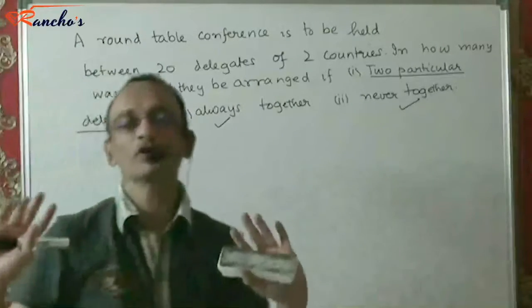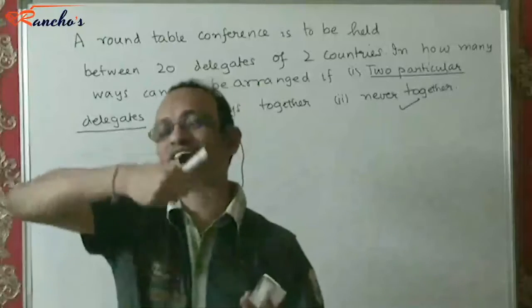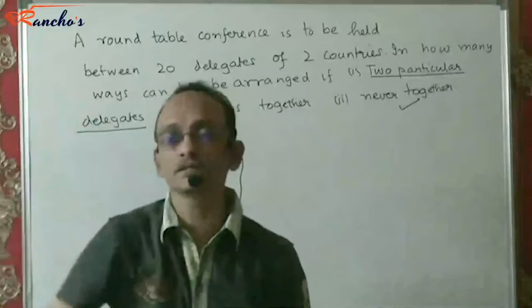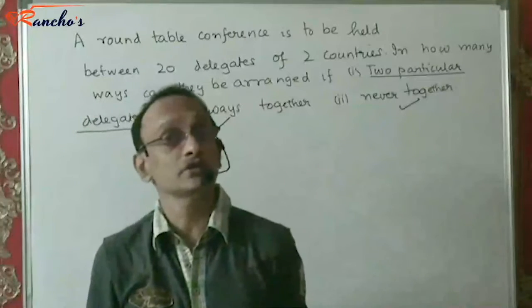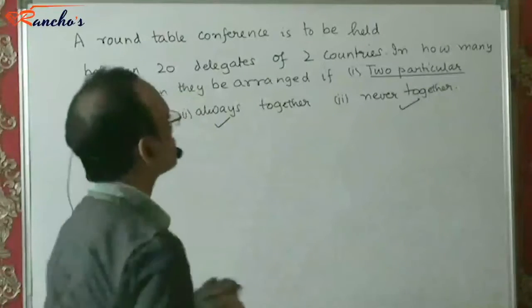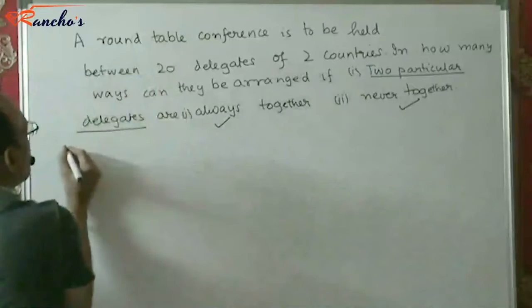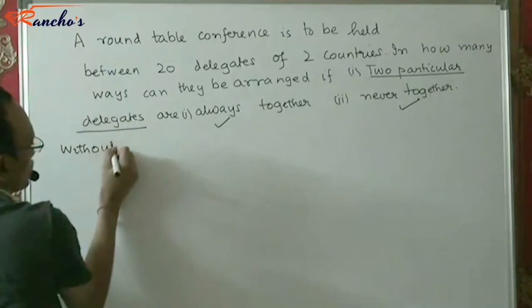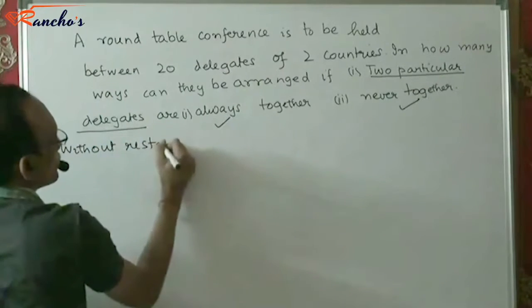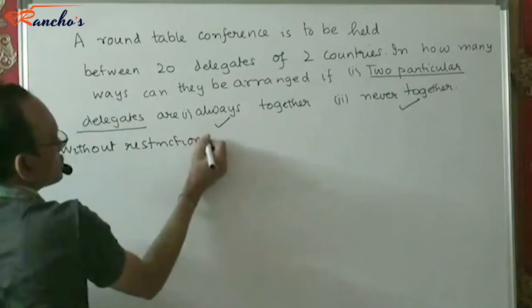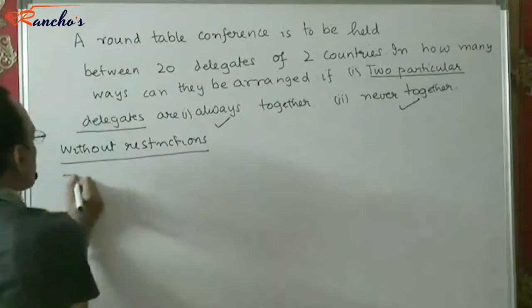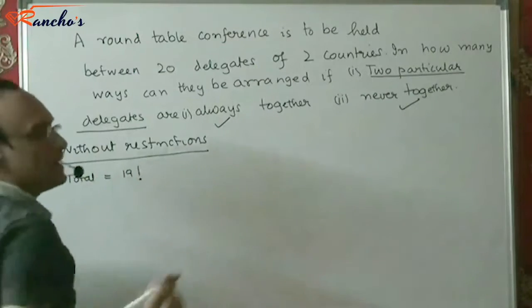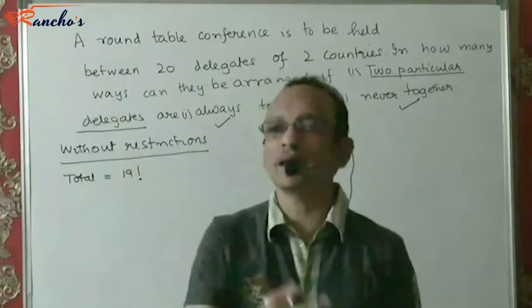So first of all, if there were n things to be arranged in a circle, then the number of circular permutations is going to be n minus 1 factorial. So for 20 people, without restrictions, what would have been the total count? Without restrictions, the total count would have been 19 factorial, 20 minus 1, n minus 1 factorial.